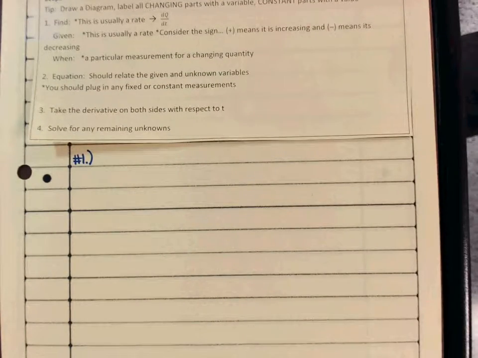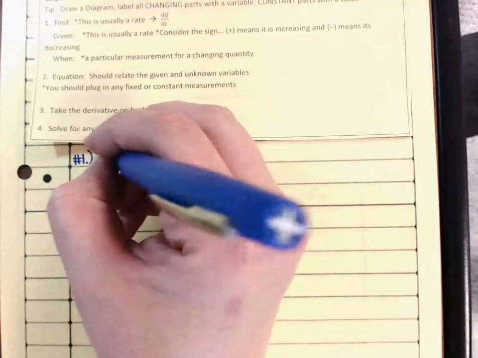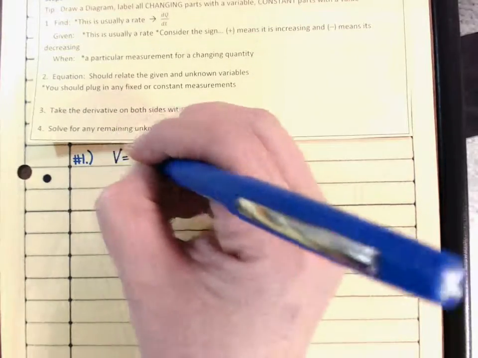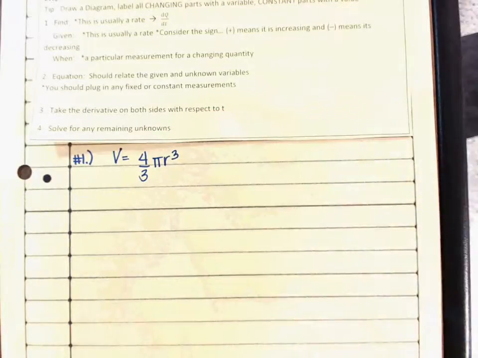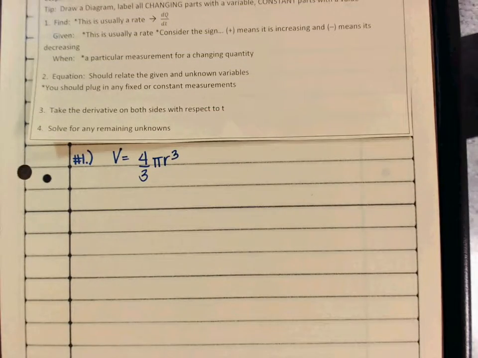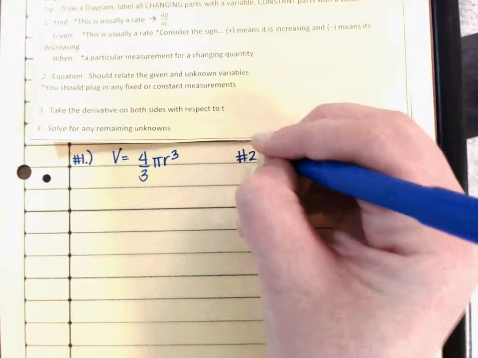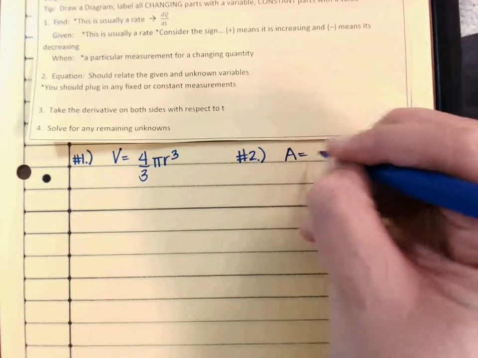First thing I would like for you to practice is taking the derivative with respect to time of random equations. The first one is the volume of a sphere, 4/3 pi r cubed. The second one, let's stick with circles: the area of a circle is pi r squared.